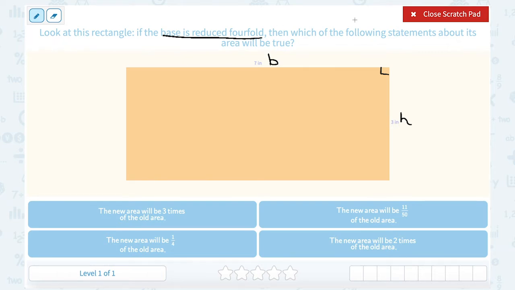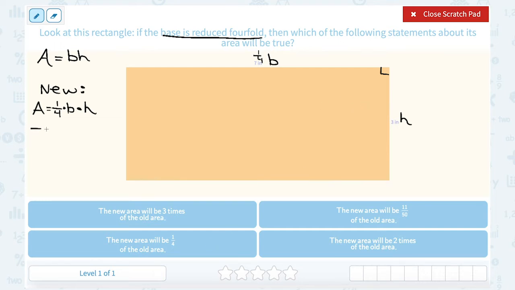So if you think about the original area for this rectangle, it would be base times height. The new area, after we reduce it fourfold, would be 1/4 of the base. So if our base is being divided by 4 or multiplied by 1/4, that would be 1/4 times the base times the height. So you can see the answer is going to be 1/4 the area of the old area.